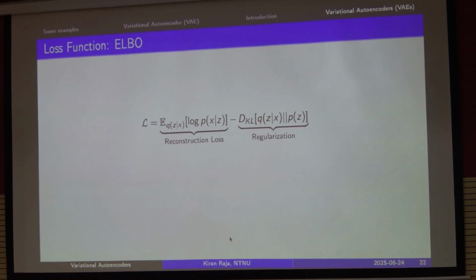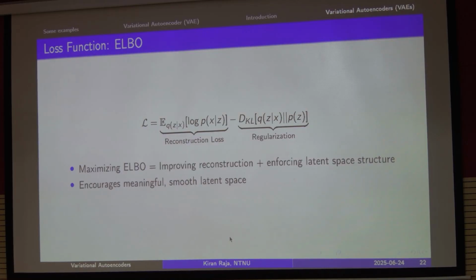So in simple terms, the first part is the reconstruction loss, the second part is the regularization. And now within the ideas of VAE, what we want to do is this: we want to improve the reconstruction. At the same time, we want to enforce that the latent space structure remains the same, right? So what do I mean by that?